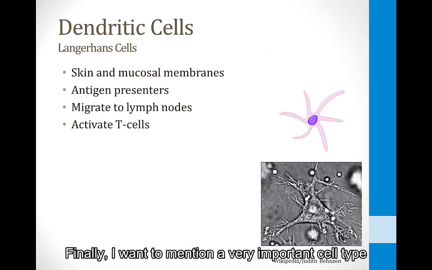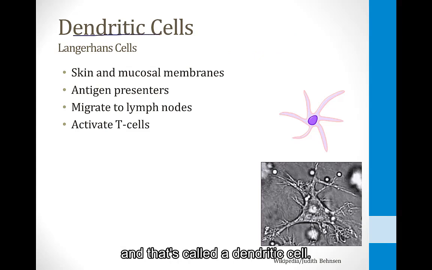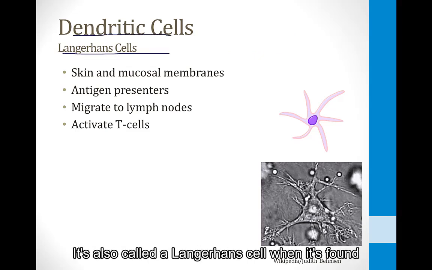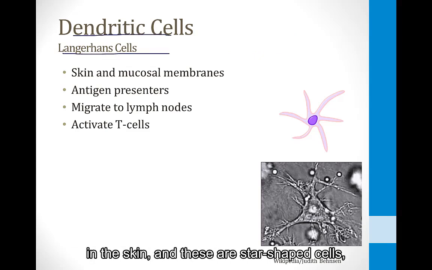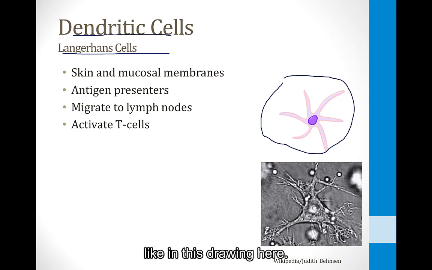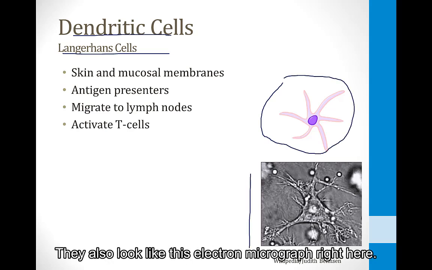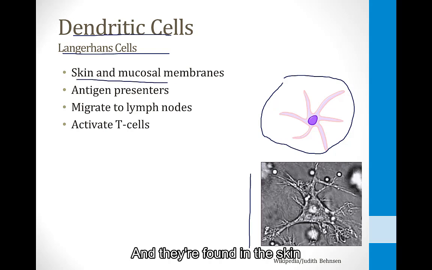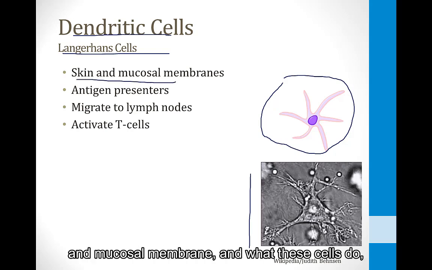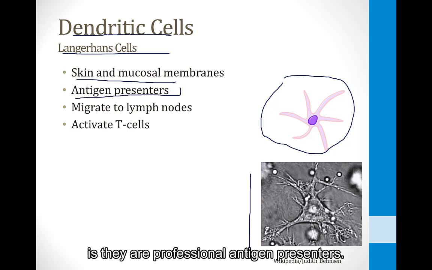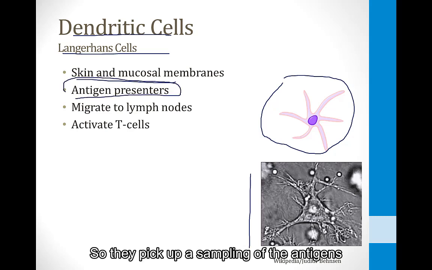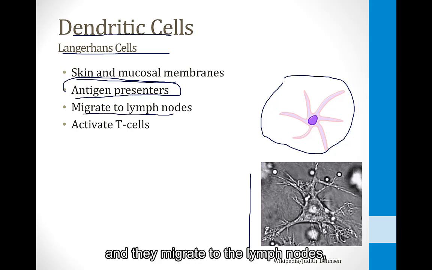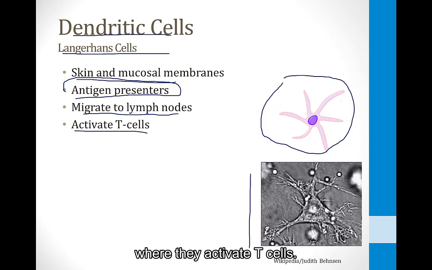Finally, I want to mention a very important cell type, and that's called a dendritic cell. It's also called a Langerhans cell when it's found in the skin. And these are star-shaped cells like in this drawing here. They also look like this electron micrograph right here. And they're found in the skin and mucosal membrane. And what these cells do is they are professional antigen presenters. So they pick up a sampling of the antigens found in the skin and mucosal membrane, and they migrate to the lymph nodes where they activate T cells.